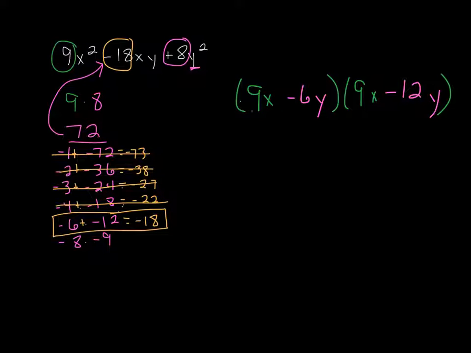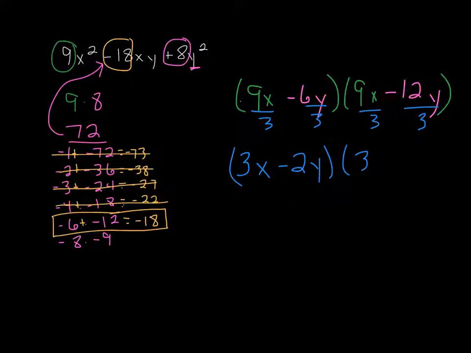9 and 6 can both be divided by 3. And then 9 and 12 can both be divided by 3. And 3 times 3 is 9. So 9 divided by 3 is 3x. 6 divided by 3 is 2, so 2y. 9 divided by 3 is 3. 12 divided by 3 is 4, so 4y. So 3x minus 2y and 3x minus 4y.